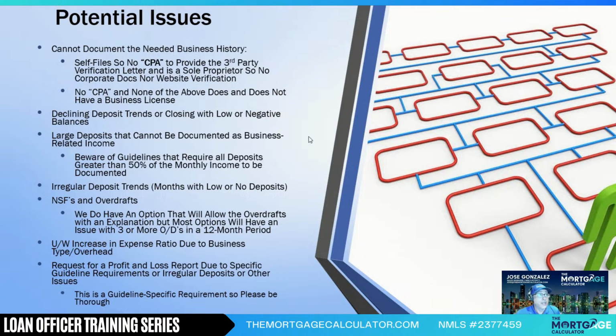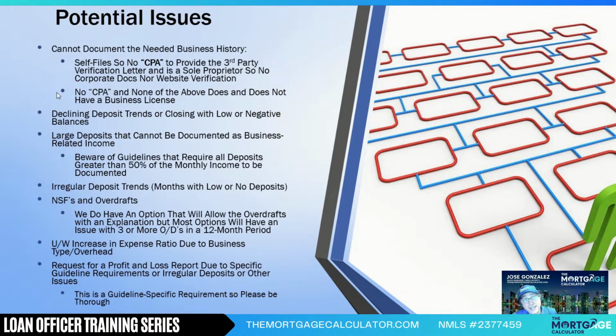So another issue is declining deposit trends or closing the month with a low or negative balance. That's an issue. Now, sometimes they can show that the money was being transferred to another account that they didn't provide. Closing with negative balances could be a real killer. Closing with low balances, not necessarily, if they were transferring a chunk of money out to another account that they use as an operating account. Then they may have to provide that just to show where that money's going, so they could show that they actually have money. Remember, that does happen, so you may have to explain it.